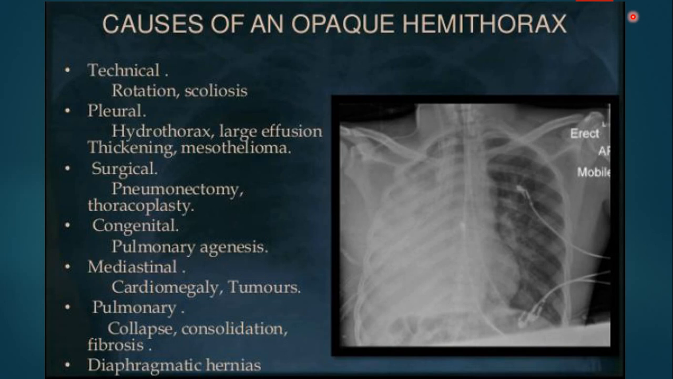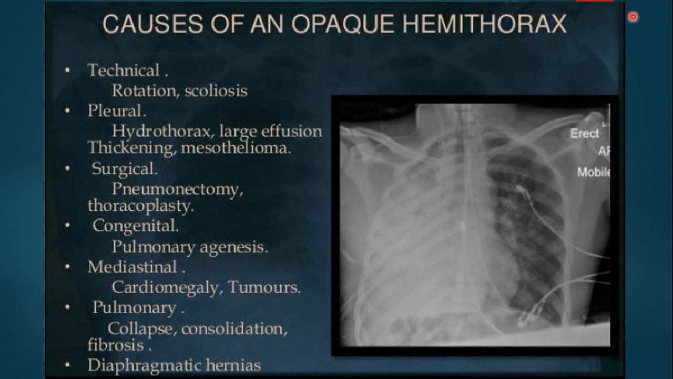Every now and then we have a case of an opaque hemithorax. The right hemithorax or the left hemithorax is totally white. So what is the differential diagnosis here? In opaque hemithorax, first of all, make sure that there is no technical error. There is no rotation, there is no scoliosis, because sometimes there is technical error causing opaque hemithorax, although it's uncommon, but be careful with that.